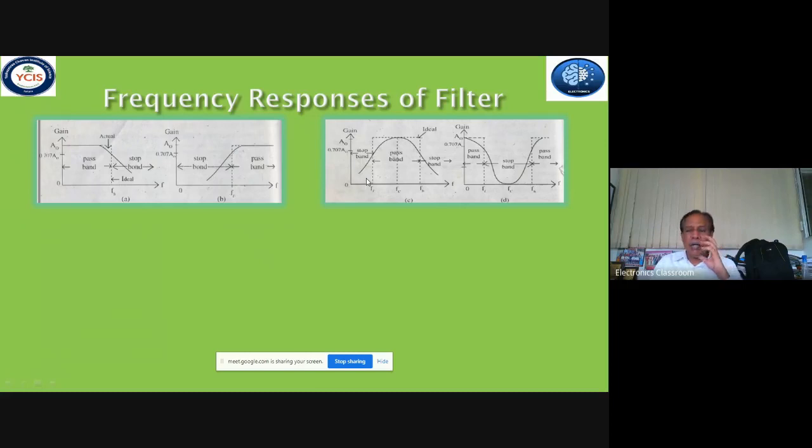That means the band pass filter is a filter which can pass a certain band of frequency, a certain range of frequency, without attenuation, and block. What I'm saying is that it should block a band of frequency at the lower side as well as at the higher side. That means, as far as the band pass filter is concerned, it has one pass band and two stop bands.